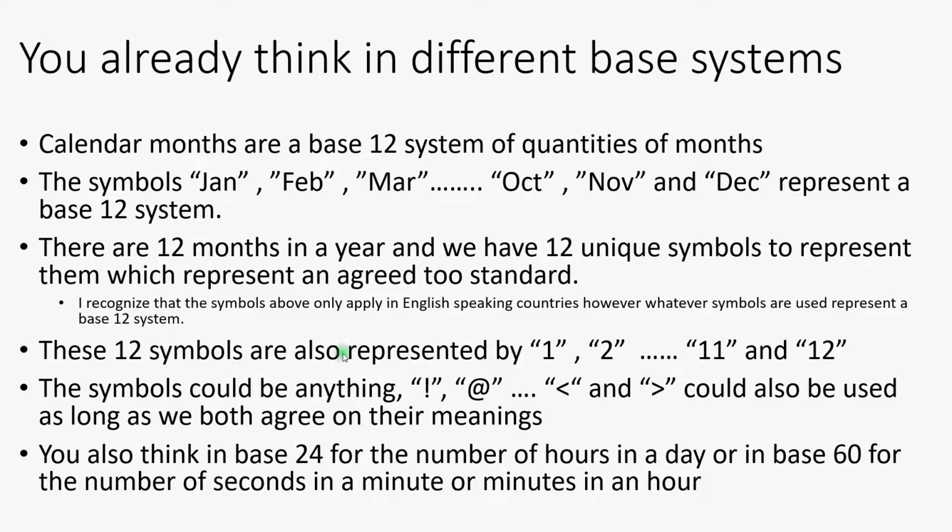These 12 symbols could also be represented by 1, 2, 11 through 12. Whatever our standard is, we've agreed upon it and we understand it. These symbols could be a bang or an @ sign, and again, we could agree that if you see this symbol, it's the second month of the calendar year. So if you think about this a bit further, you already think in base 24. There's 24 hours in a day. You understand how to manipulate time on either a 24 or 12-hour period.